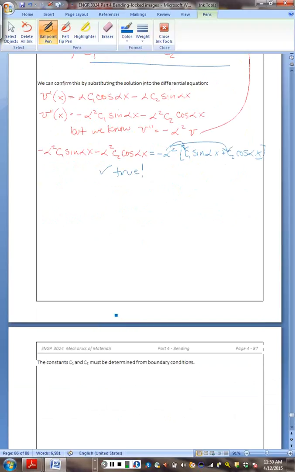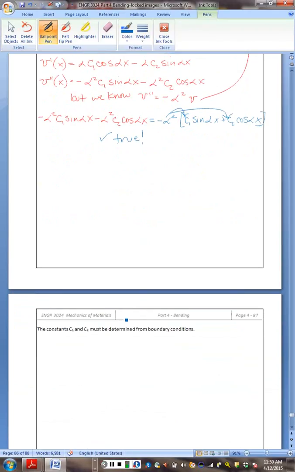So where does this get us? This gets us to the fact that we have unknown constants of integration. Constants of integration come from the boundary conditions. So what do we know about the physical situation? We know that at the left support, the deflection has to be 0.